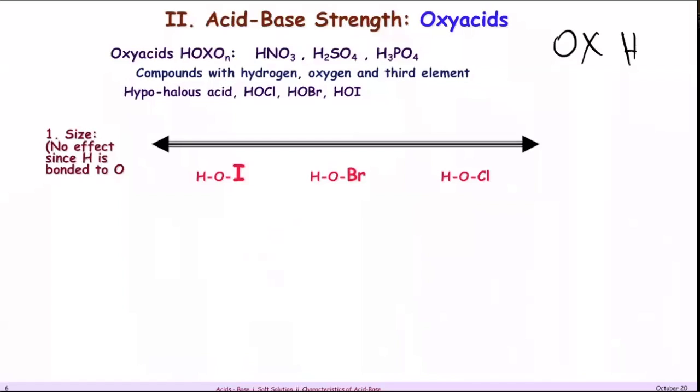So let's take a look at these series. These are called the hypohalous acids. So this would be hypochlorous acid, hypobromous acid, and hypoiodous acid. Notice the hydrogens are not attached to the iodine, bromine, or the chlorine. Therefore, that's not a factor. You're not looking at atomic orbital overlap for these. What you're looking at is electronegativity. Which is more electronegative, the chlorine or the iodine? You guys know the chlorine is more electronegative. Therefore, it's going to be more polar. Therefore, this chemical right here is a stronger acid.